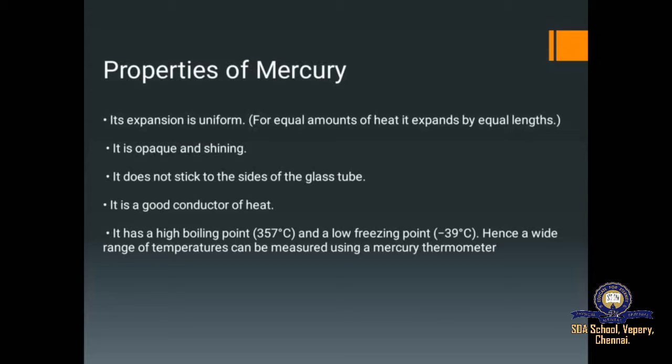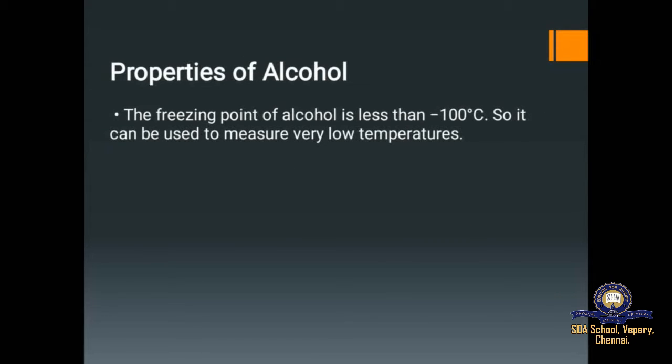So, for these properties, mercury is used in thermometers, because it has a high boiling point and low freezing point. It is a good conductor of heat. It does not stick to the sides of the glass tube. It is opaque and shining. It expands uniformly. Next is properties of alcohol.